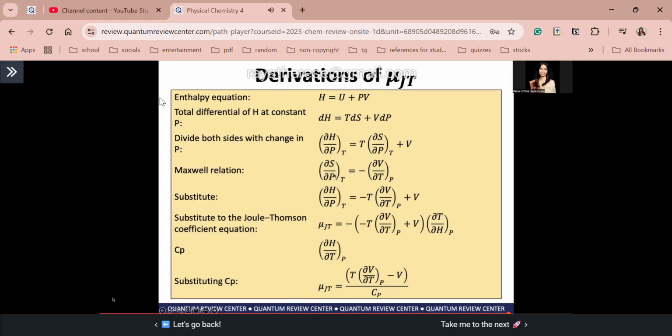So we can actually use this in determining another expression for the partial derivative SPT. SPT is just equal to negative VTP based on our Maxwell relation. And substituting, we get HPT is equal to negative T, VTP plus V. Now, we can substitute the HPT expression here into the Joule-Thomson coefficient equation.